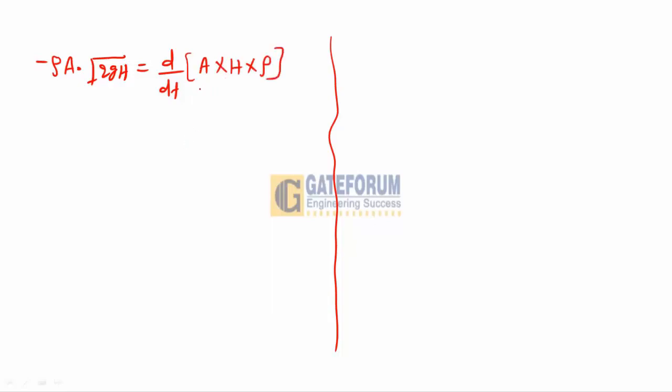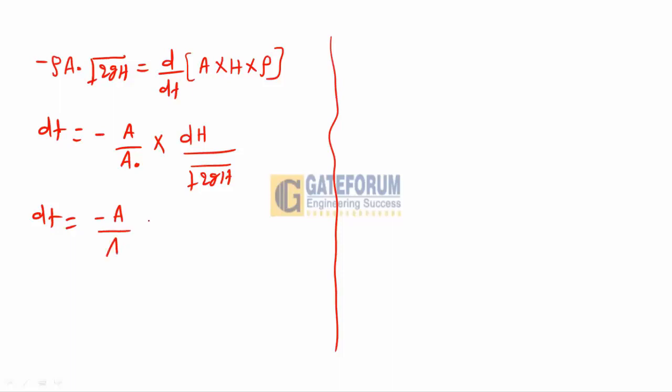Is it clear? Now tell me one thing, can we write like that, dt equal to minus A upon A_0 multiplied by dh upon root under 2gH? Yes, you can write. Again make a slight modification: A upon A_0, 1 upon root under 2g, is it clear, and multiplied by dh upon root under h. Is it clear? Now integrate this one.